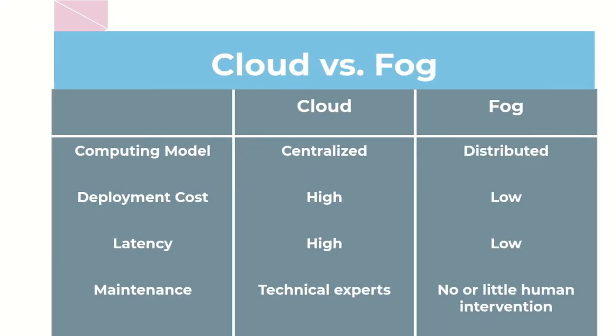Now, let's look at the difference between cloud computing and fog computing. The cloud is a centralized model, whereas the fog is a distributed model. Deployment cost of a cloud data center is high, while for fog it is low. The cloud has a high latency and the fog has a low latency. The cloud servers need to be maintained by technical experts, and the fog nodes can operate with no or little human intervention.